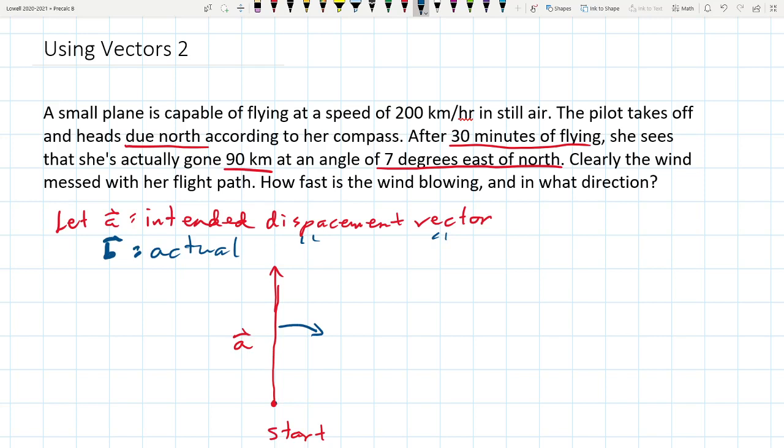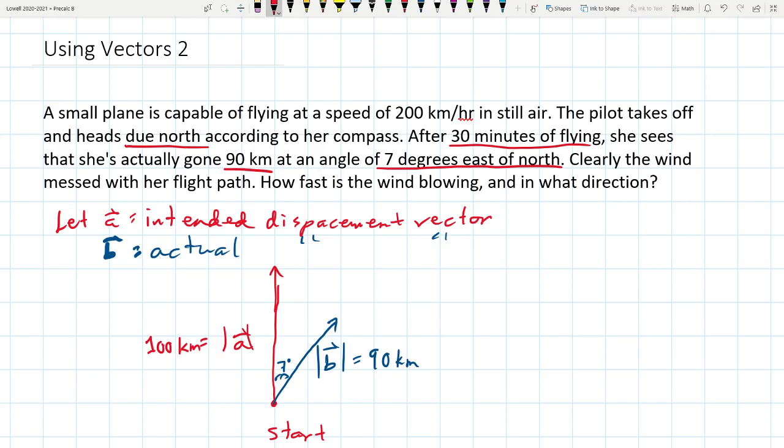So I'm going to exaggerate it because 7 degrees is a very small angle. But this angle right here, I know, again, not to scale, obviously. This angle right here is 7 degrees. And I'll call that B. And so we know that the magnitude of B is 90 kilometers. And also the magnitude of A, which I forgot to write here, is 100 kilometers. Again, 100 because she was only flying for half an hour. Okay, so 200 kilometers in 1 hour, or 100 kilometers in half an hour.